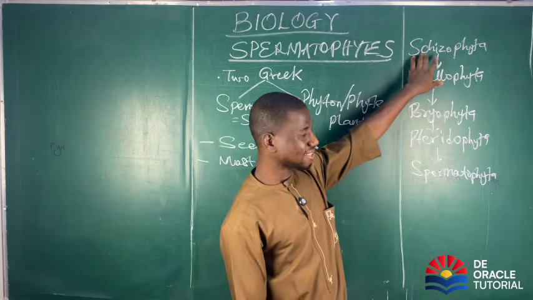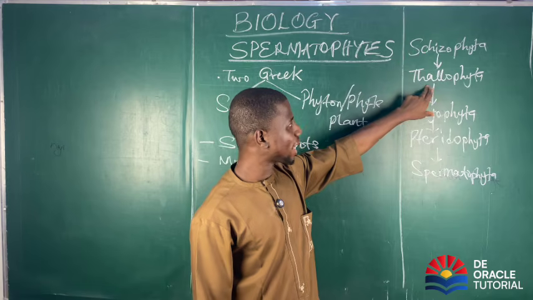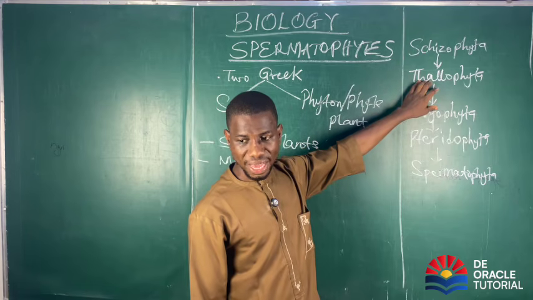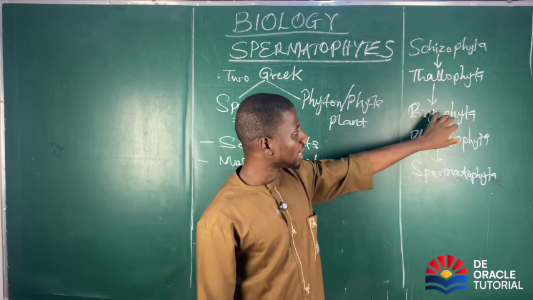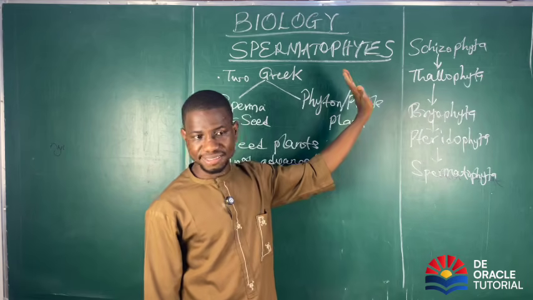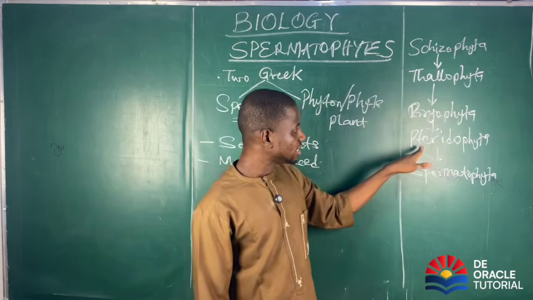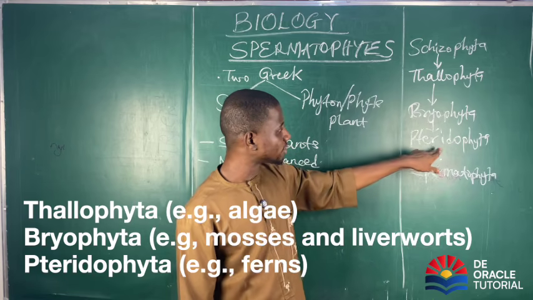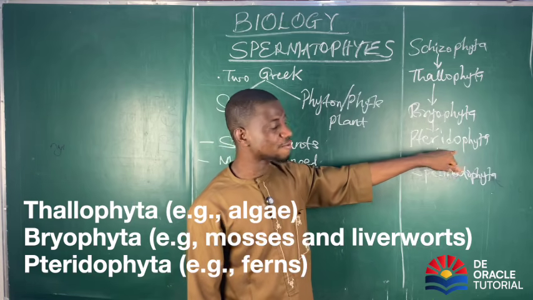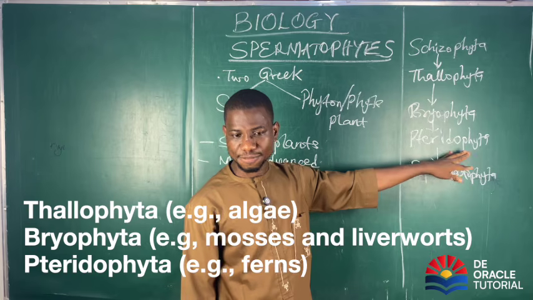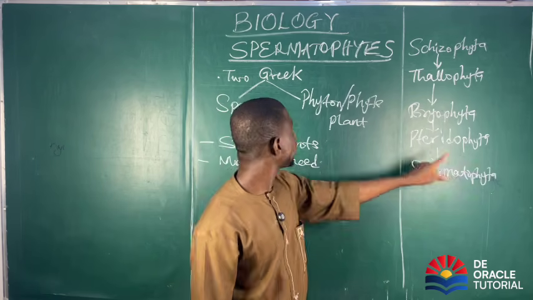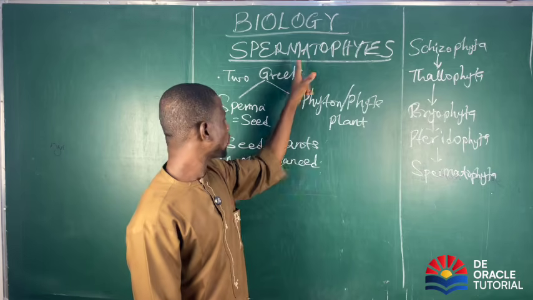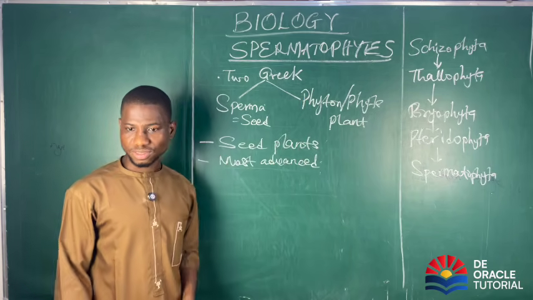This is the extinct group. The talophyta, which have the group called talophytes. Example, the algae. Bryophyta, they have the group of plants called the bryophytes. Example, the mosses and liverworts. The pteridophyta, which has the group called pteridophytes. Example, we have the ferns, F-E-R-N-S, ferns. We have the spermatophyta, are you with me? Which have a group called spermatophytes. And they are the seed plants. Does that make sense to you?